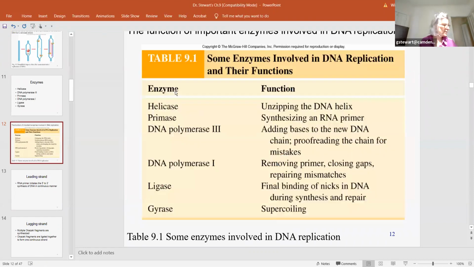This table lists the enzymes: helicase, primase, DNA polymerase 3, DNA polymerase 1, ligase, and gyrase. I believe in your version of the book, the gyrase will be listed as a topoisomerase. Okay, so there's a whole family of these enzymes. This is a little bit simpler version, and I prefer it a little bit simpler myself.